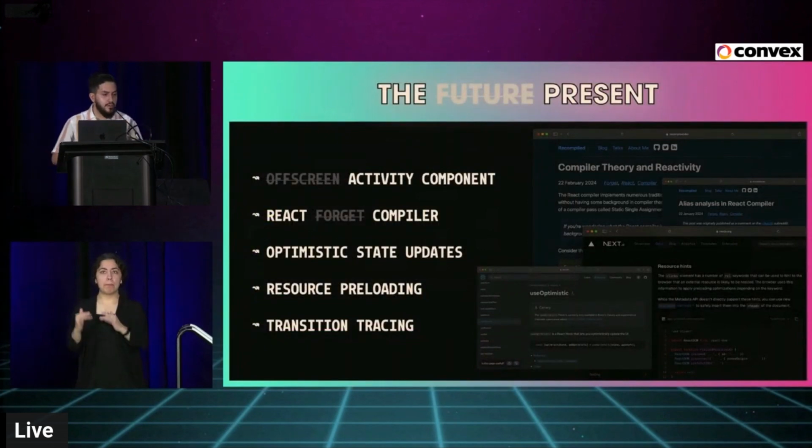Also, a lot of things that for a long time were considered future are now turning into present. So the Offscreen thing that is now named the Activity component, or the React Forget project that's now React Compiler and is promised to ship this year. Also, things you would need third-party libraries for, like optimistic state updates, are now built in with hooks like useOptimistic. And APIs that meta frameworks are using, like resource preloading and transition tracing, and a lot of other things.